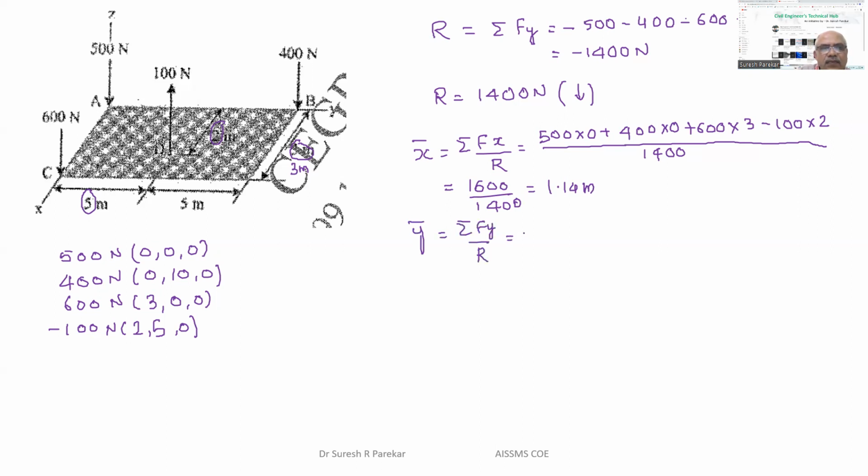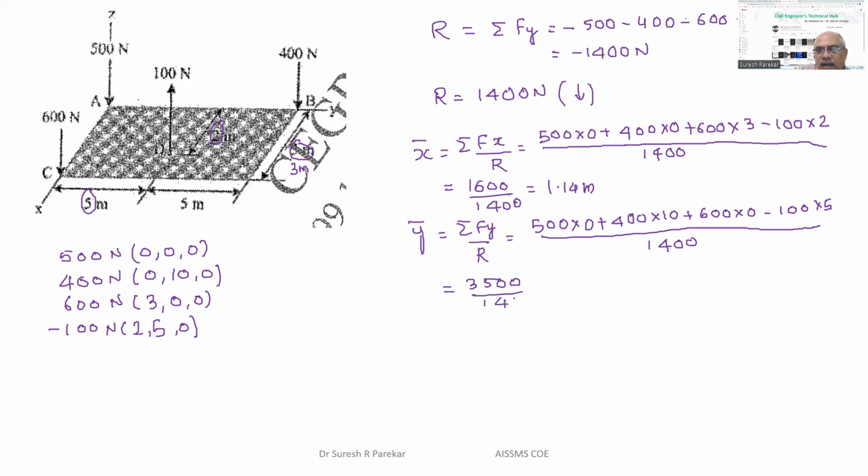Now F we have 500. It is at the origin, so no moment about both axes. 400 into 10 because it is on the y-axis. Then 600 into 0 because it is on the x-axis, so y is 0. And minus 100 into 5 upon 1400. And therefore we will get 3500 upon 1400, and we have this as 2.5 meters.